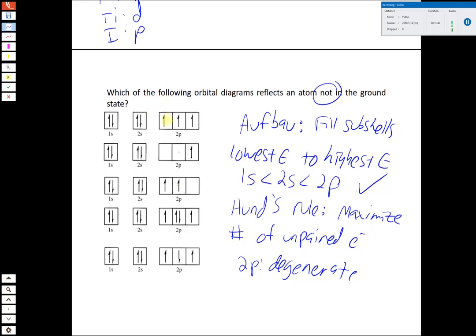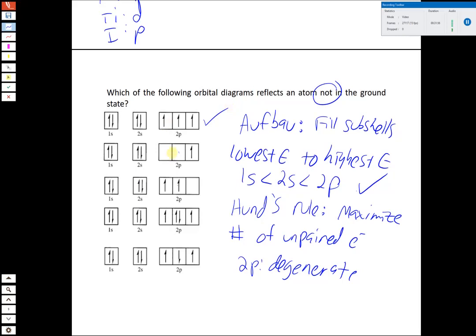So the first answer choice looks like it's correct for us. It has 3 2p electrons. We put 1 in each orbital. All of them have a spin-up configuration, so this one works out well for us. 3 spin-up electrons all in the 2p.